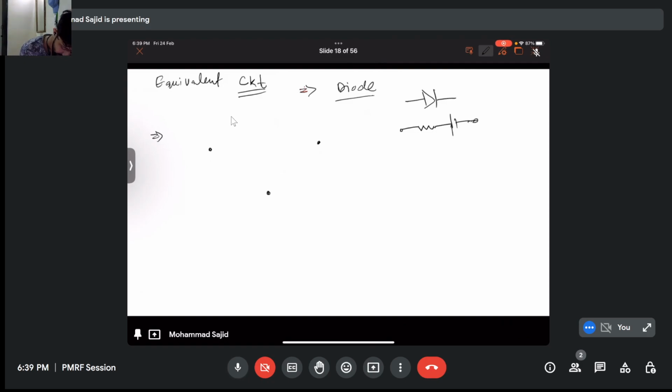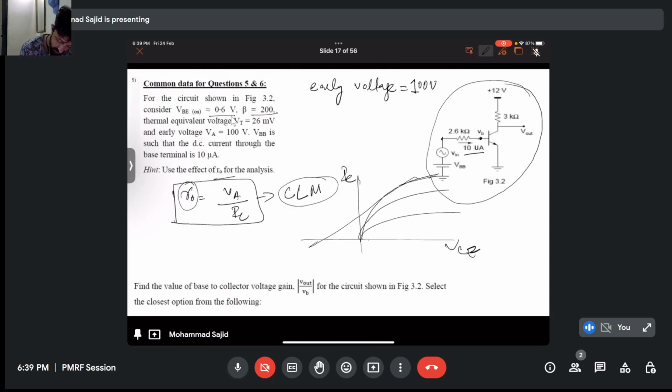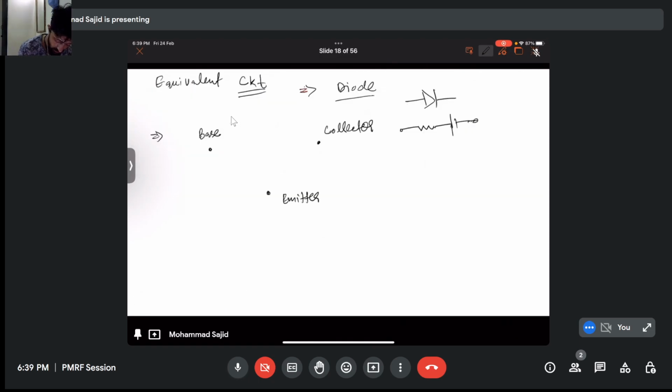One will be base, collector, and emitter, right? Then you see the circuit, then you just draw these elements. Here we see that there is a resistor attached to base of 2.6 kilo ohm, right? Emitter is attached to ground.